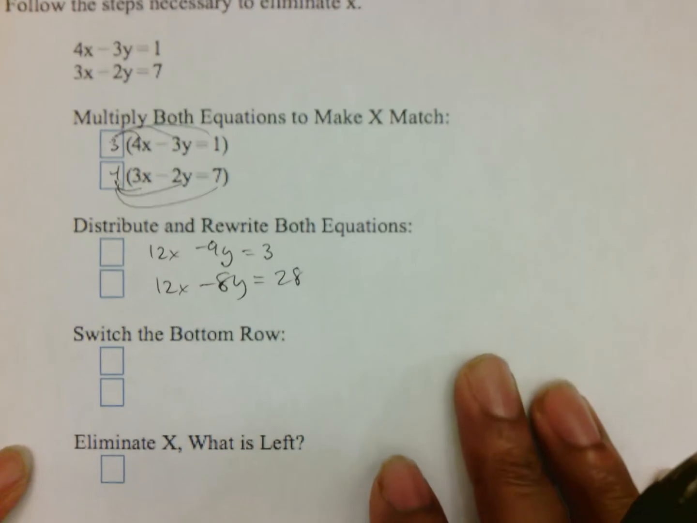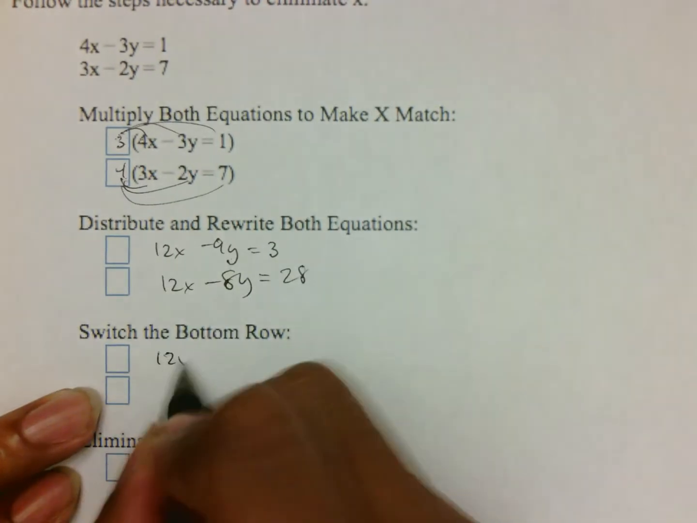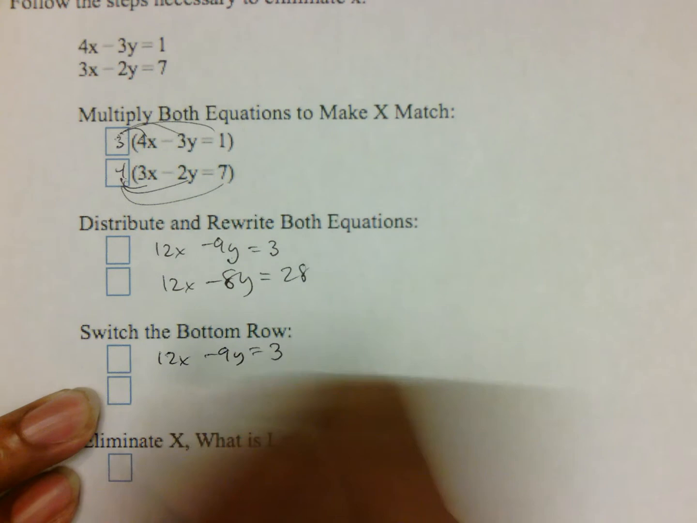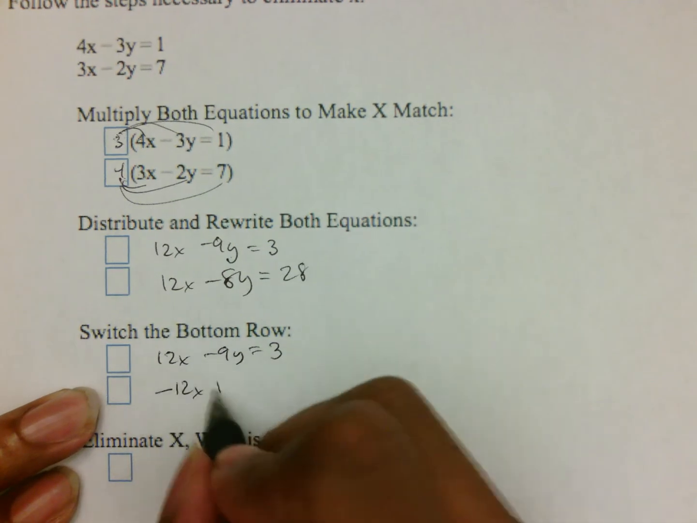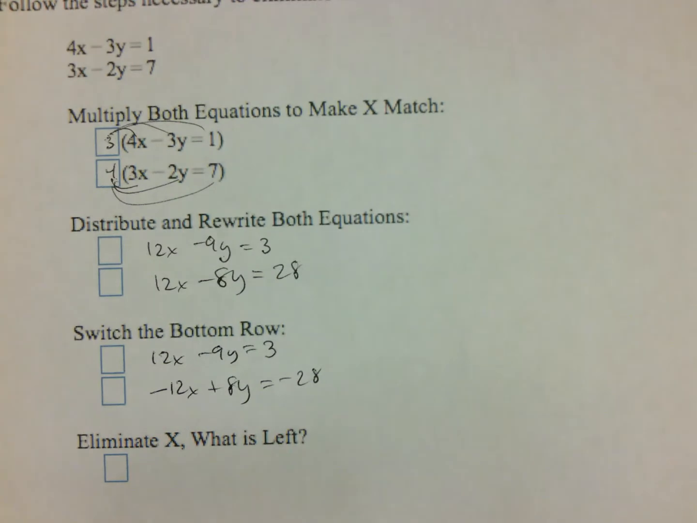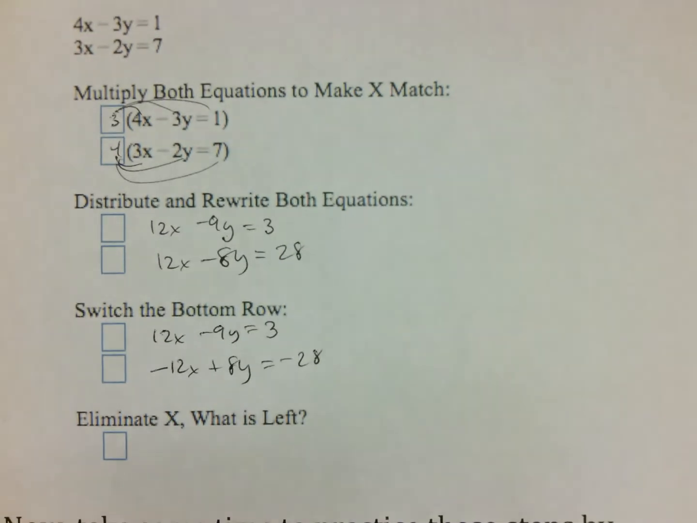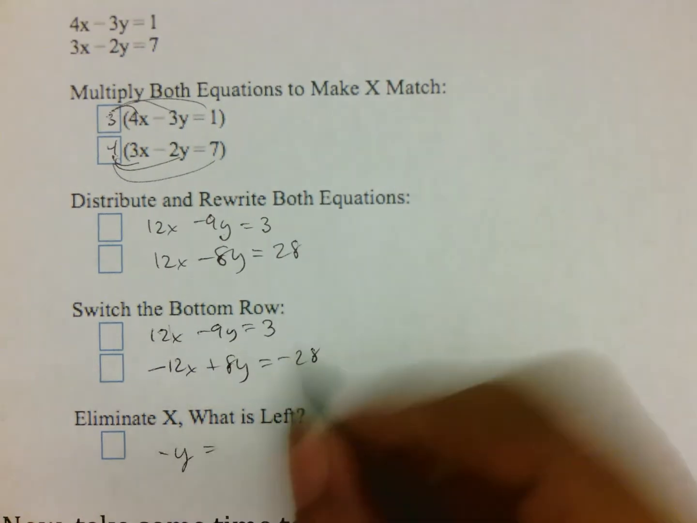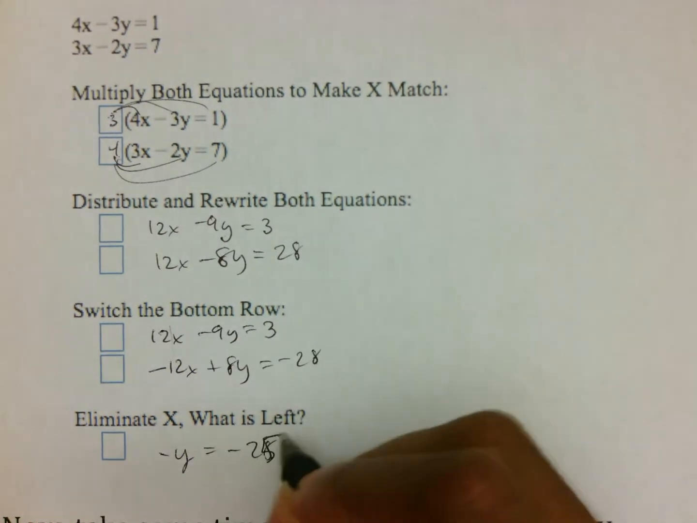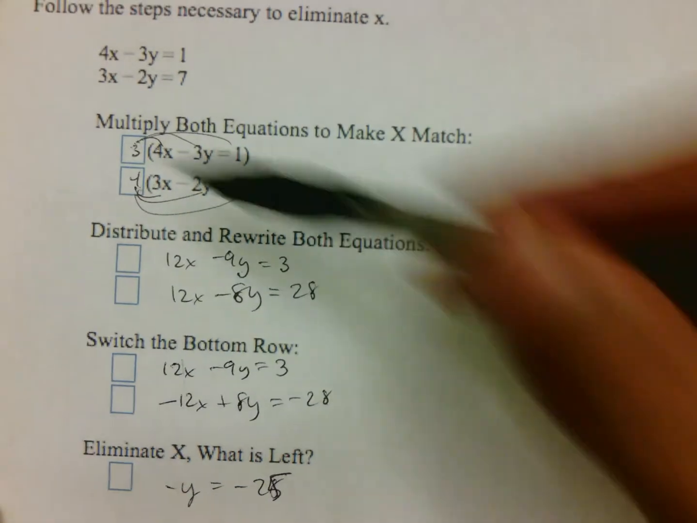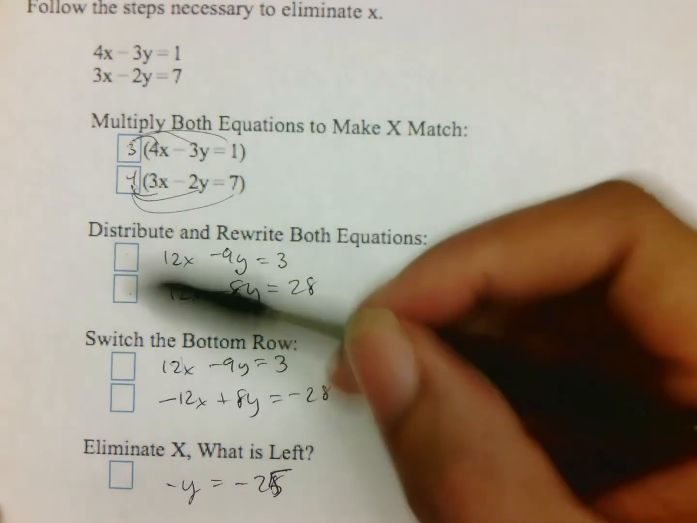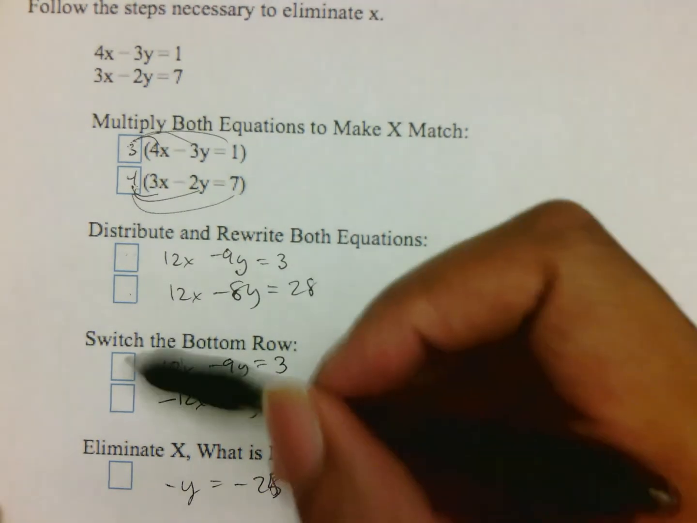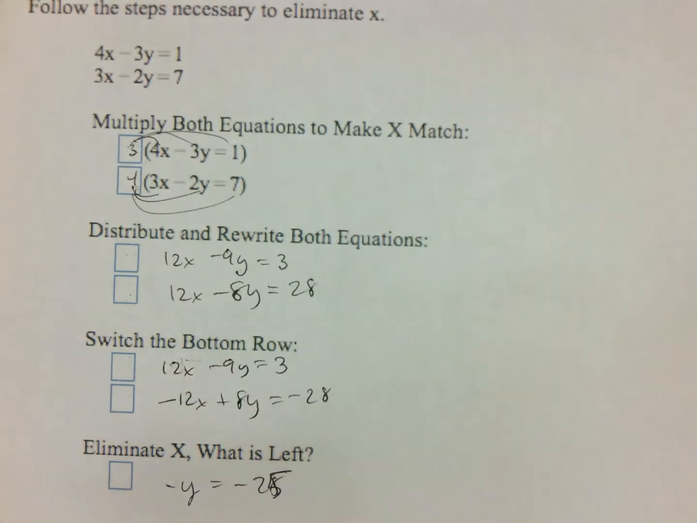Next thing it's going to ask you to do is switch the bottom row. So again, your top row stays the same, 12x minus 9y equals 3, and the bottom row would be negative 12x plus 8y equals negative 28. The last thing it's going to ask you to do is to eliminate x. So in other words, when you add these two up, they go together. This makes a negative y. This makes negative 25. And that is all you're going to be asked to do. Again, the boxes here are for your numbers you're multiplying by. These 2 boxes are for these 2 parts here. These 2 boxes are from here, and then the last box is whenever you actually eliminate your x. So make sure that you use today to get that part down.